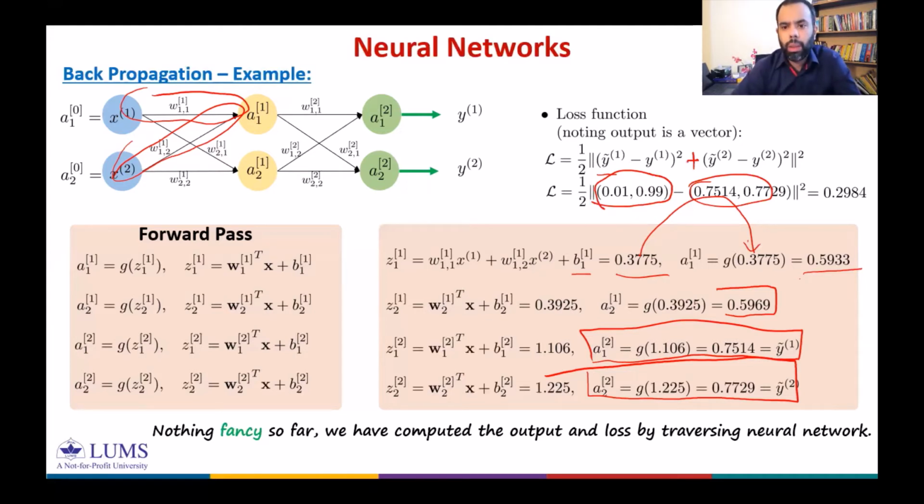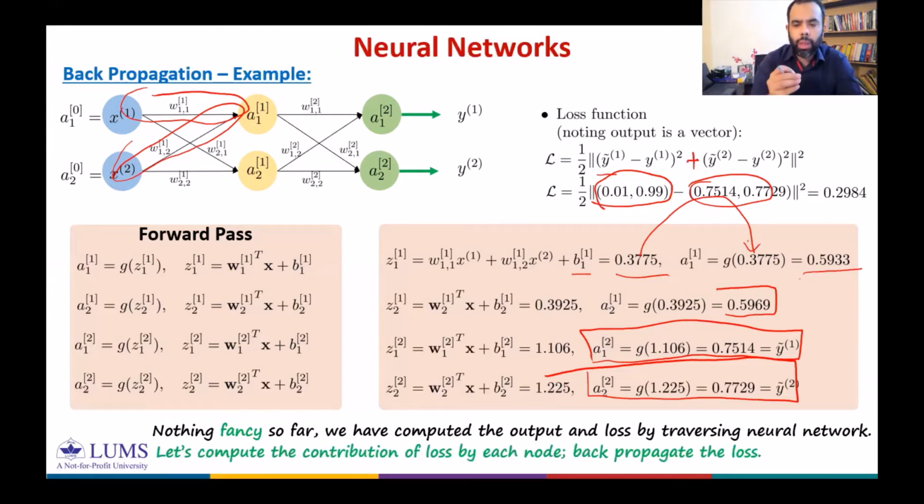At the output, let's compute the contribution of loss by each node. We do this by backpropagating this loss from output towards input. Okay, let's see how we do this. Backpropagation is the essence of neural network training. We know how to compute the forward pass, right? But now we want to compute the contribution of every node towards the loss by backpropagating the loss.